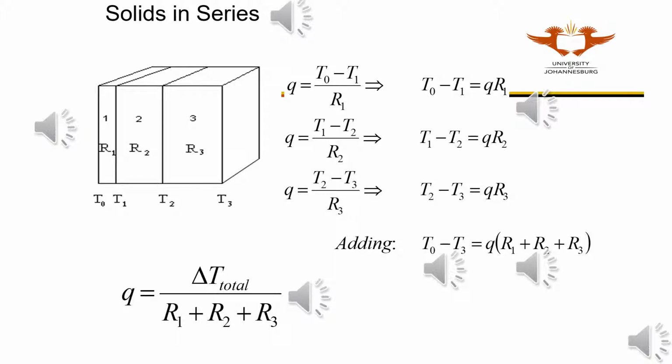Making Q the subject of the formula, you see that this is equal to the total temperature drop, delta T. This total driving force is divided by the total thermal resistances of the solids in series. You have now come to the end of the session on conduction specifically.